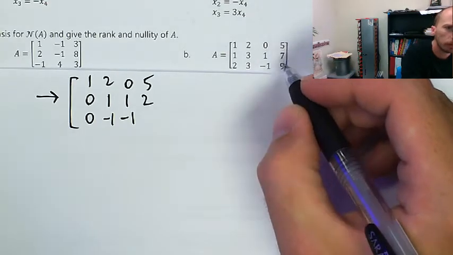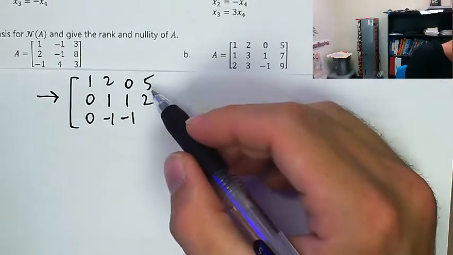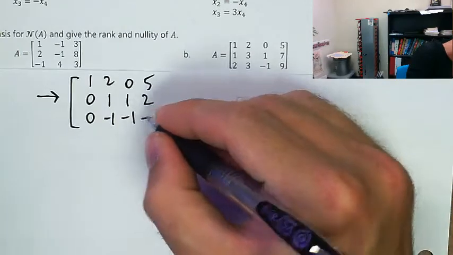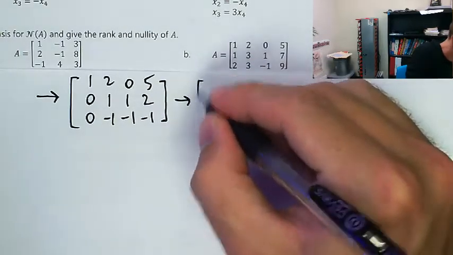I'm missing something? Oh, no, I see. Anyway, let me just double check that. 9 minus 10 is indeed -1. Okay, that's cool. Okay, this one's going to take a couple more steps.